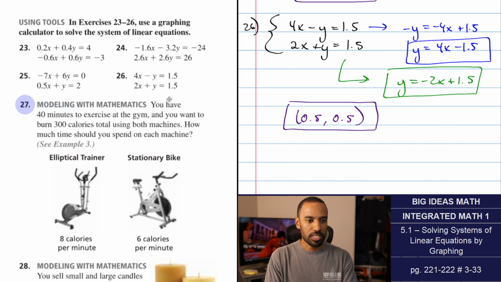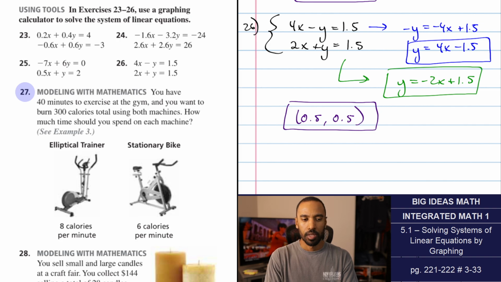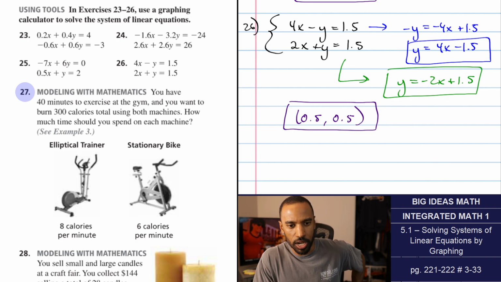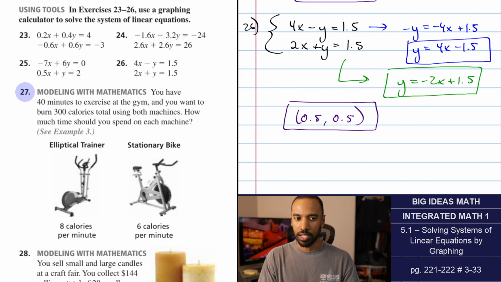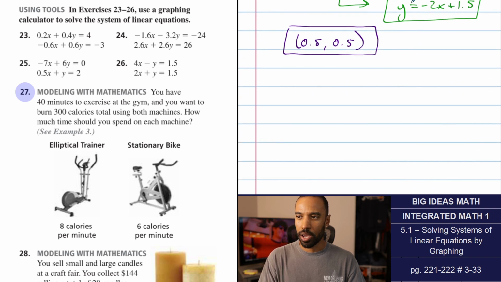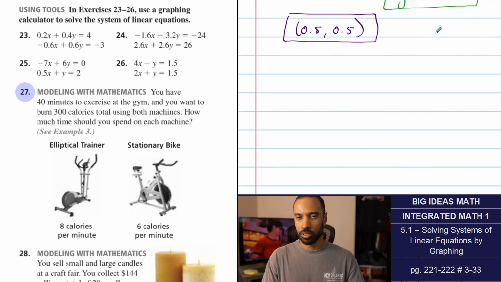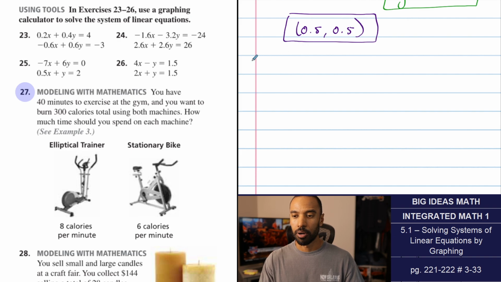Numbers 27 and 28 say modeling with mathematics, maybe more. You have 40 minutes to exercise at the gym, and you want to burn 300 calories total using both machines. How much time should you spend on each machine? So we have two different equations that we can write. One is a minutes total, one is a calories burned total.